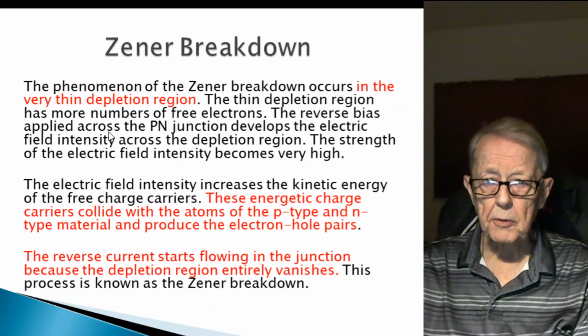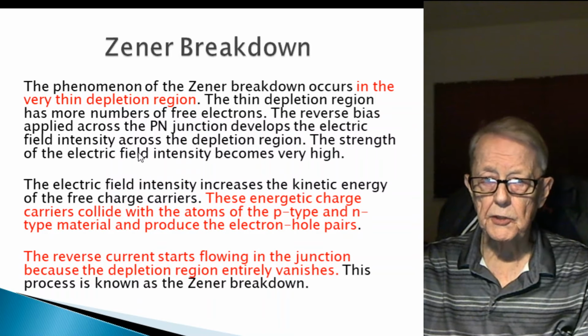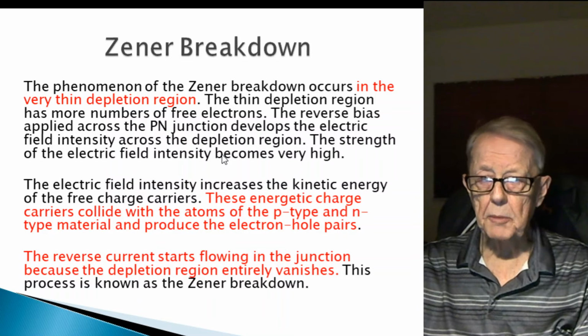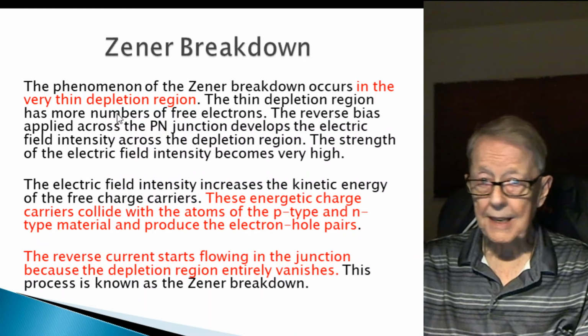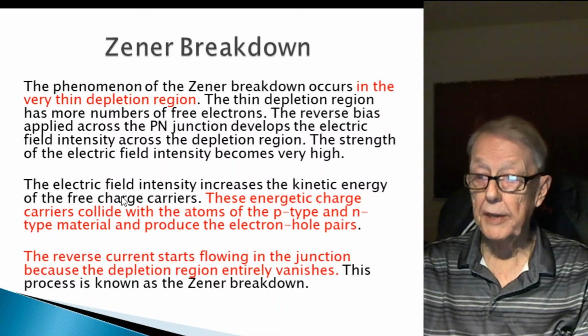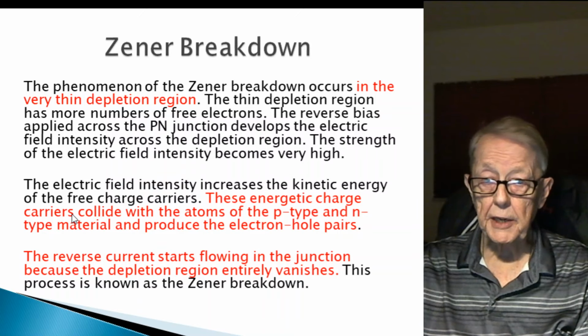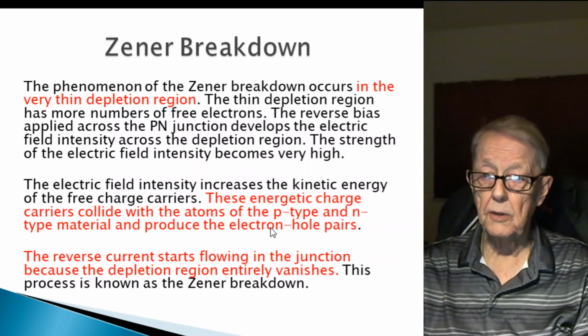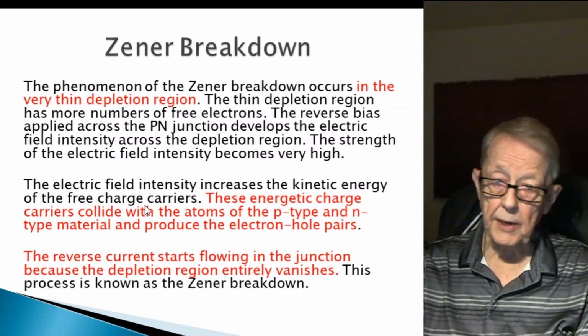The reverse bias across the p-n junction develops the electric field intensity across the depletion region. The strength of the electric field intensity becomes very high. Like I say, this seems to contradict itself in my mind here. The electric field intensity increases the kinetic energy of the free charge carriers. In other words, they start moving pretty well. These energetic charge carriers collide with the atoms in the p-type and n-type material and produce electron-hole pairs. And of course, then you have holes going one direction and electrons going the other direction, and that's the current flow.